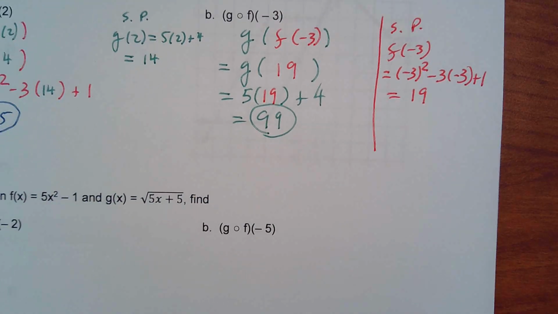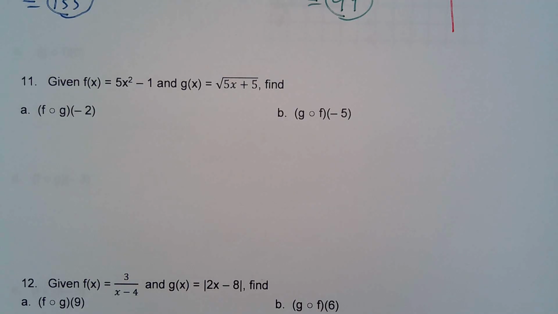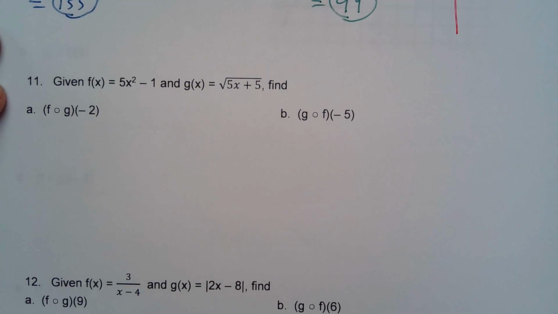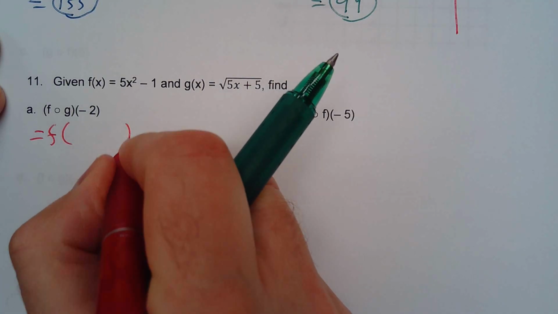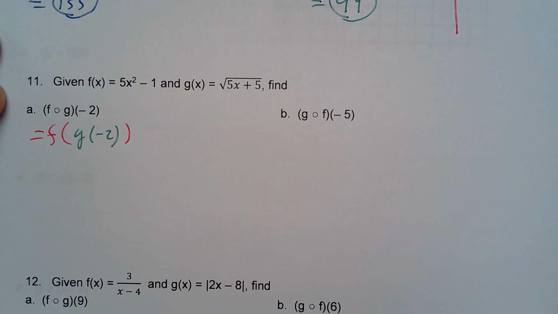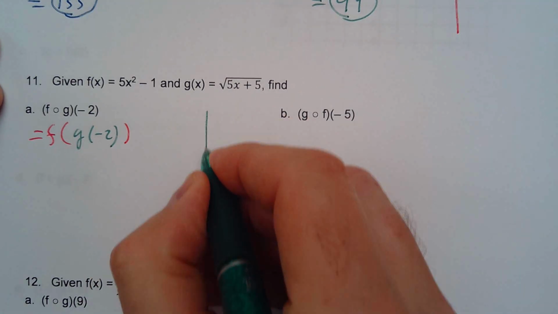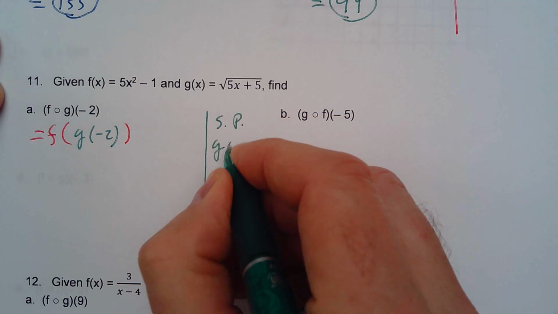All right, let's try some more of these. So we have some more compositions. So I'm doing F compose G of negative 2. So F is my outside function. G is my inside function. So again, I want to go through and evaluate on my scratch paper G of negative 2.